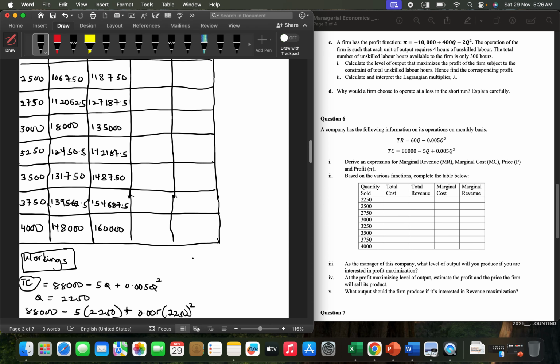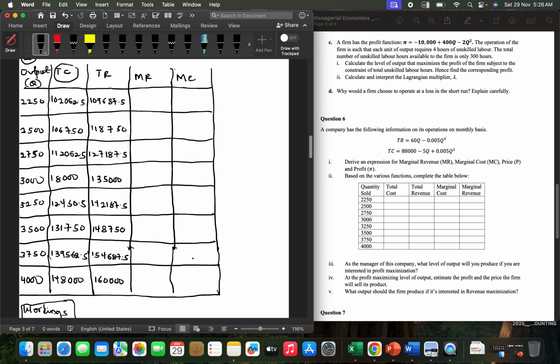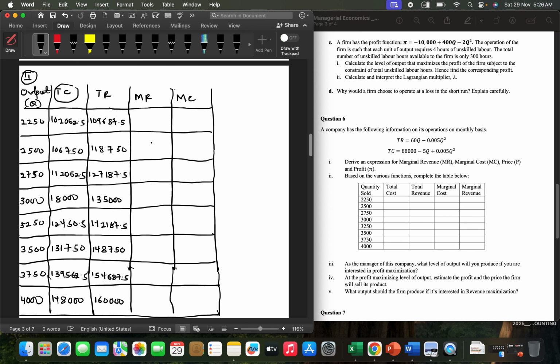So what we did was marginal cost. I'll come to the marginal cost column. What I just did was 17.5, that was the first output. When you do the second one, you are going to get 20. The third one, you are going to get 22.5. The next one, you are going to get 25. The next one, you get 27.5.